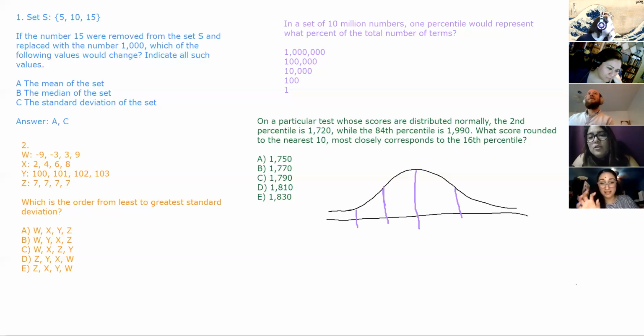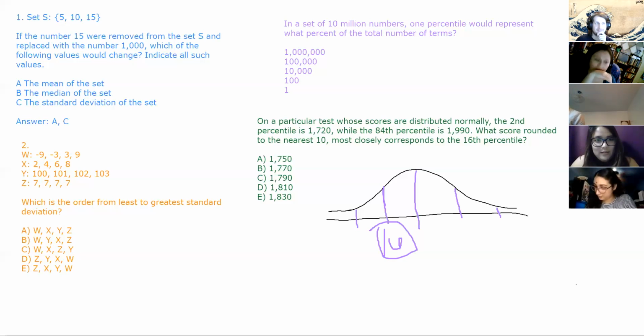So I have a question. If I were to do these lines, and I'm trying to figure out this one, this is the 16th. Would it then mean that I'm one standard deviation away from the mean? Yeah. Okay. So this is what we're looking for right here, right? Yes. And this is our 84 over here. 84, right? Yeah, 84. And this is our 2, which means that this is 98.